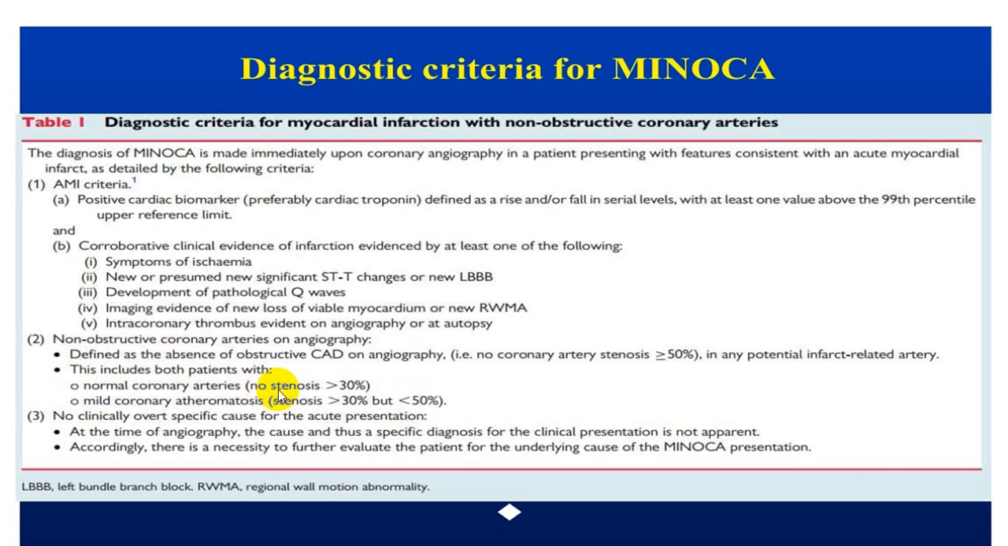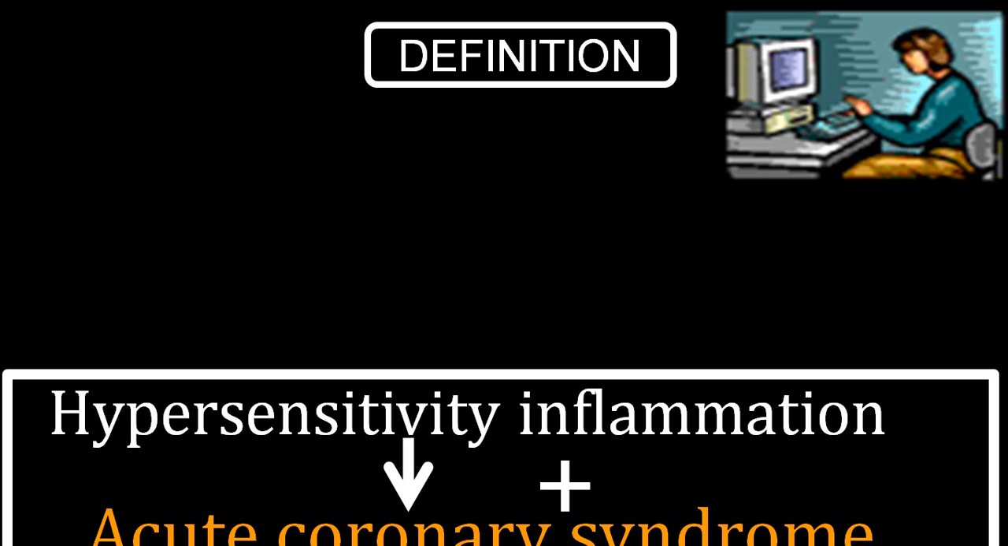Almost normal coronary artery means no stenosis, that is narrowing may be less than 30%. Normal coronary artery is no stenosis. And no clinically overt specific causes for the acute presentation. So there is no specific etiology for the acute presentation. Then we label that as MINOCA.